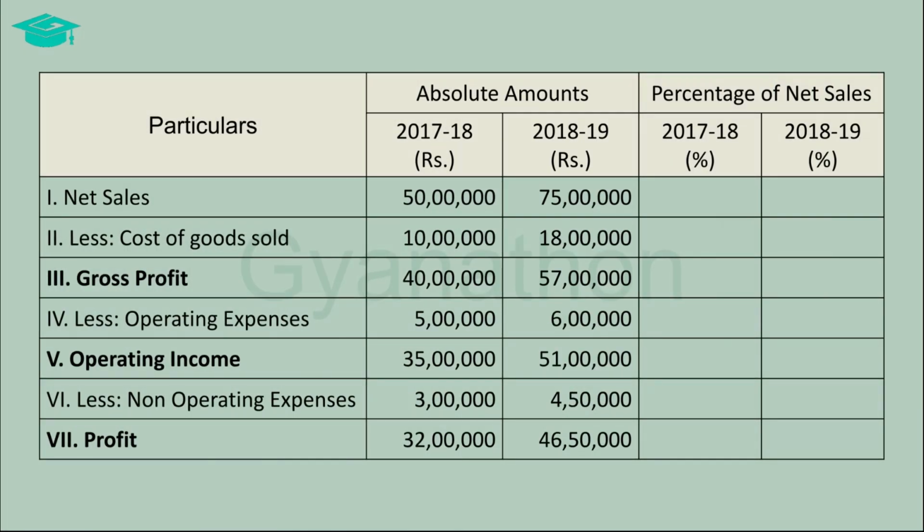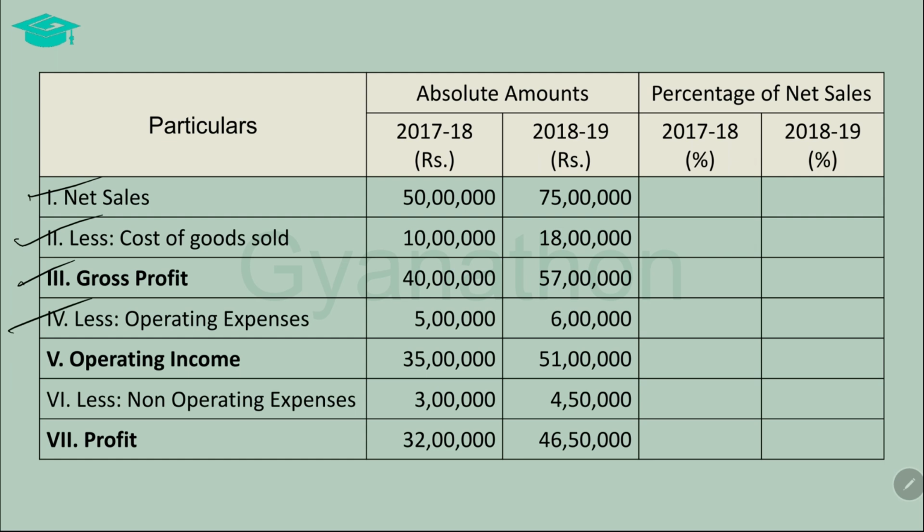Here, let us take an example. The absolute figures appearing in the statement of profit and loss are given for the years 2017-18 and 2018-19. As we can see, the net sales is rupees 50 lakhs and rupees 75 lakhs respectively. The cost of goods sold against such net sales is rupees 10 lakhs and rupees 18 lakhs respectively. After deducting the cost of goods sold from the net sales, the resultant gross profit is rupees 40 lakhs and rupees 57 lakhs for the years 2017-18 and 2018-19.